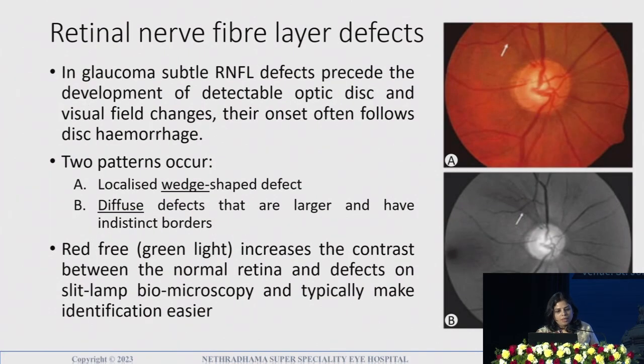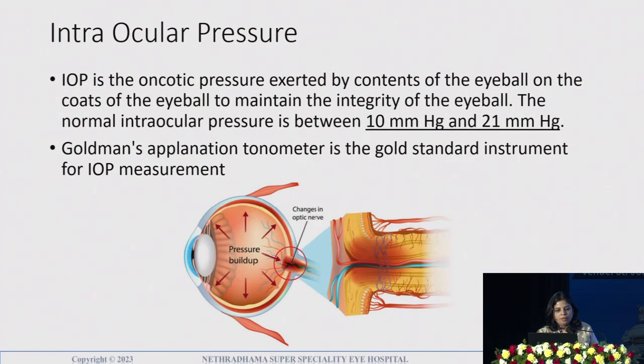Retinal nerve fiber layer defects need to be checked. It is checked with the red-free or the green filter or the green light on the slit lamp. Two types of defects are visualized. It could be either a slit defect or a wedge-shaped defect. Next, coming to the intraocular pressure.